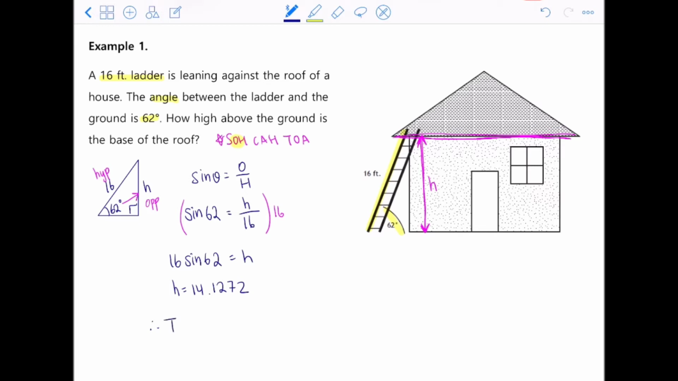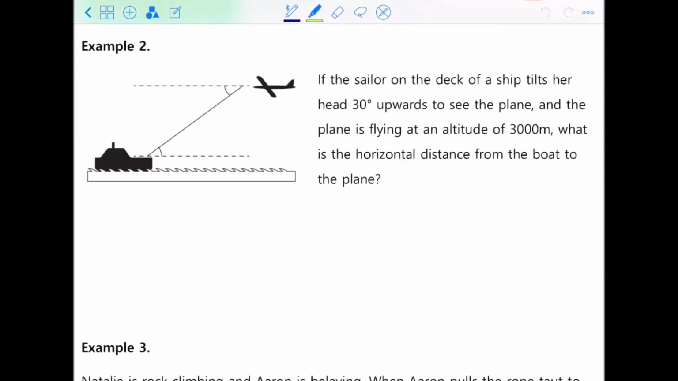So in full sentence form, the base of the roof is 14.13 feet above the ground. And that's it for example 1. Moving on to example 2.